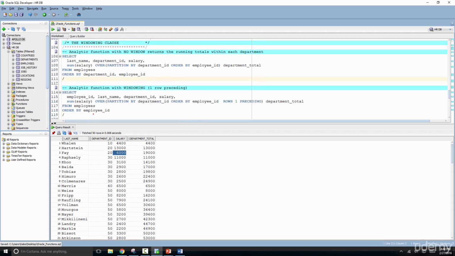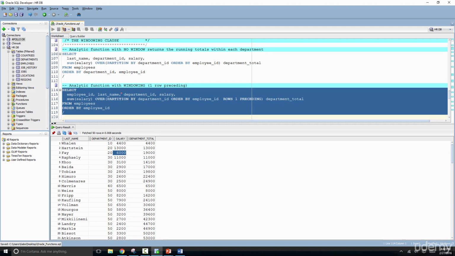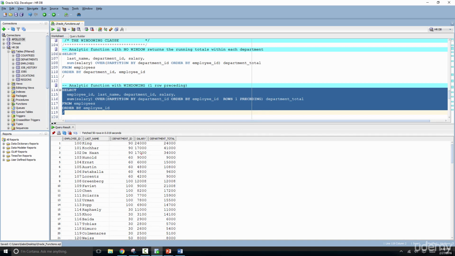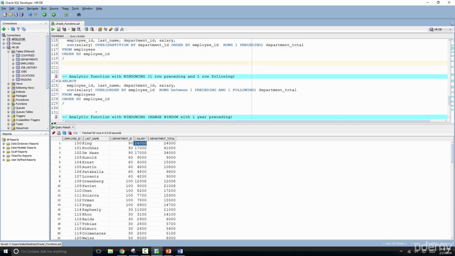But in the next case, we have a query that uses a window. And the window here is rows 1 preceding. So it wants to calculate the sum, not of all rows preceding, but just one row preceding. So if you run that, for each employee within each department, it tells us the employee salary as well as the sum of that employee salary and the person just before him, which returns a running total with a moving window. Again, we mentioned that the direction can be preceding or following.